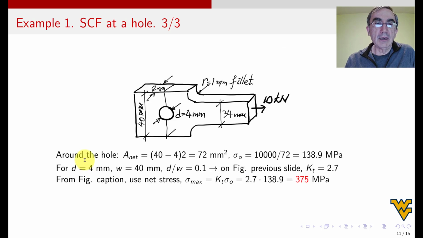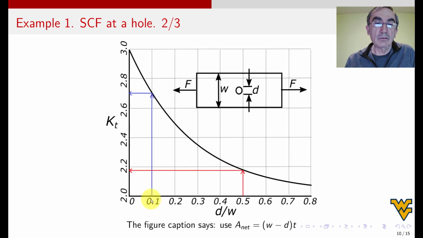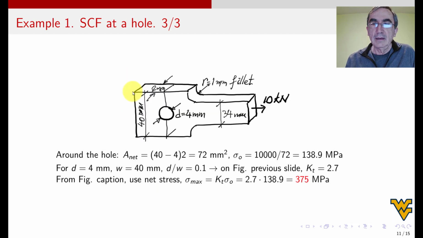All right. And okay, so then we go here, and so around the hole we have A net, which is 72. We've done that. Sigma 0 is this. We've done that. And so how do we read the chart? Well, for D 4, W 40, which we know, right? D 4, W is 40. D over W is 0.1. So then we go back here, and we enter through 0.1, and we go up there, and we read here, 2.6, 2.8, in the middle is 2.7. And okay, so 2.7. And it says use the net, so 2.7 times 138.9, I get 375, okay?